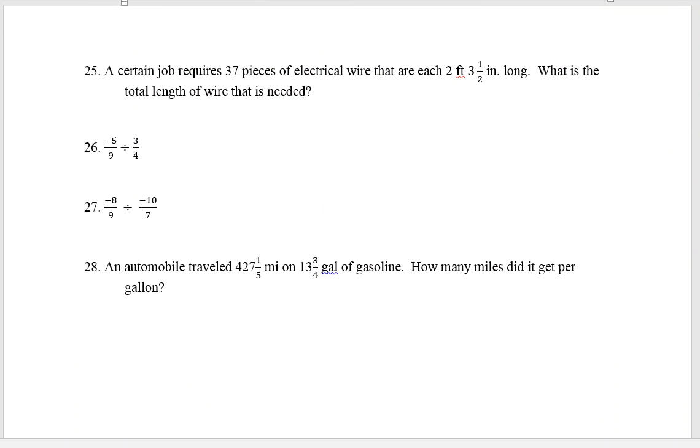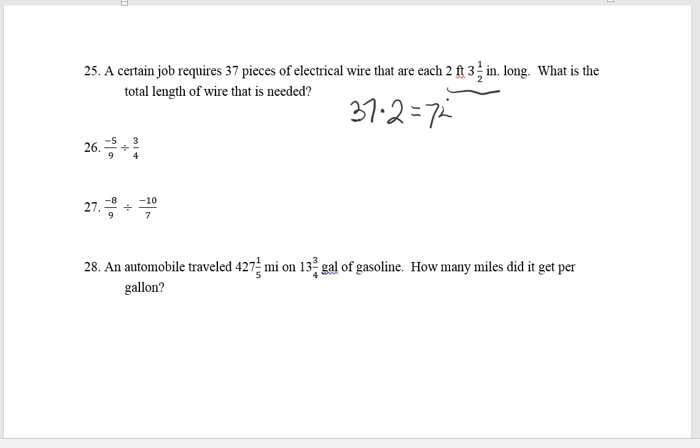Okay, we're almost there. So let's do the situation, and then we have division. A certain job requires 37 pieces of electrical wire that are each 2 feet 3.5 inches long. What is the total length of wire that is needed? So I have 37 pieces that are this long. I'm not very excited about adding 2 feet 3.5 inches 37 times. So instead, let's multiply it. And honestly, 1/2, you could do it as a 0.5 if you prefer. But we're going to separate this, and we're going to do the feet, and then we're going to do the inches separately.